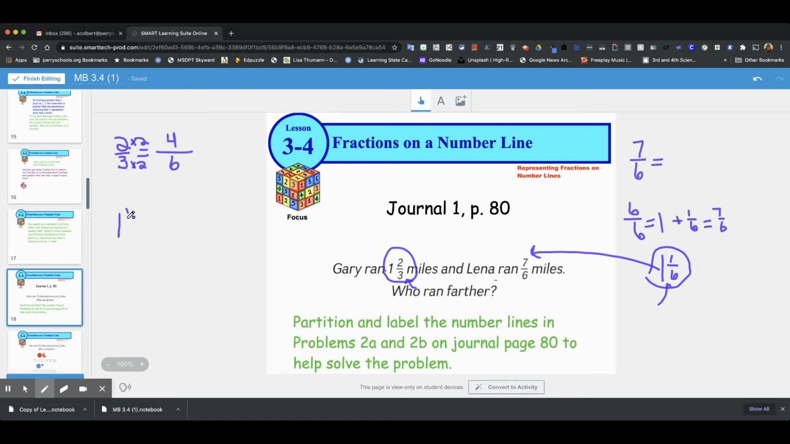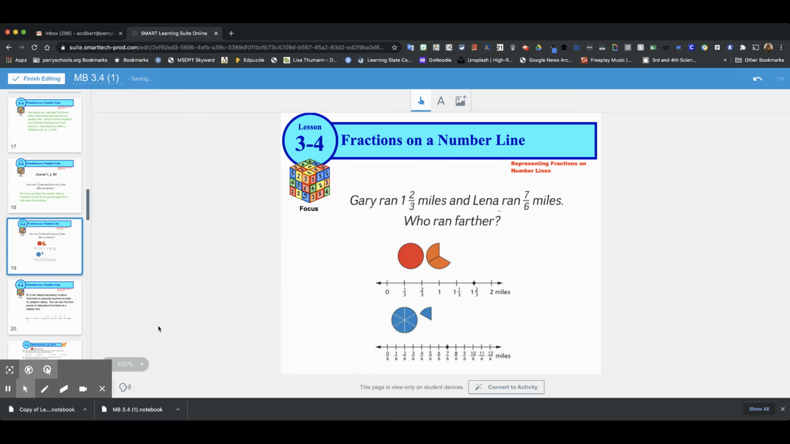So I'm now comparing 1 4/6 to 1 1/6. This is easier to compare. I now can say 1 and 4/6 is larger than 1 and 1/6. So who ran farther? Gary. Gary ran farther.